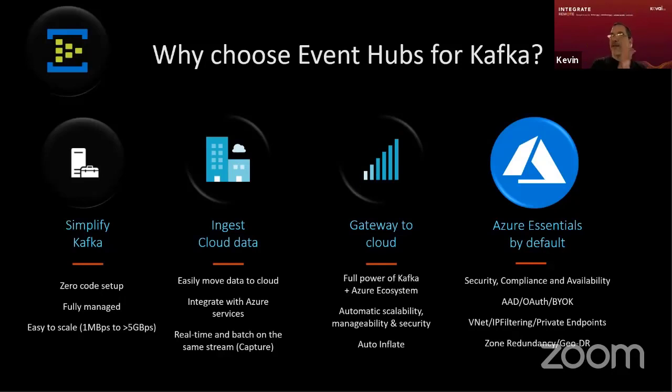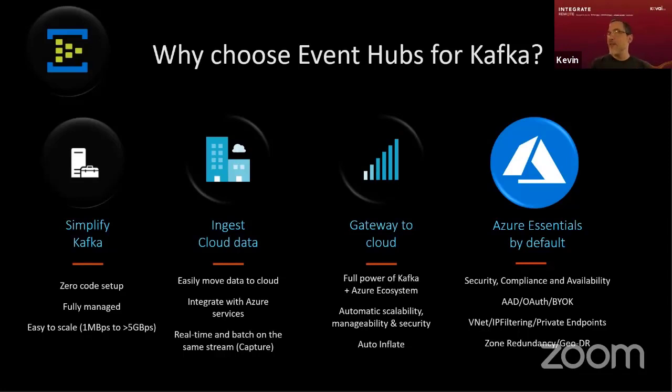So as you're thinking about moving your workloads from on-prem into the cloud, this is an easy way to think about how you get that workload running in the cloud, right? If you're already using Apache Kafka, you get the full power of being able to use the Kafka API, plus you get the Azure ecosystem behind it. So we handle all the scalability and manageability and security for our PaaS offering. And with standard, you can auto-inflate those entities, and I'll talk about the other offerings as well.